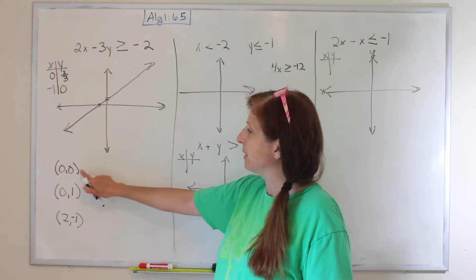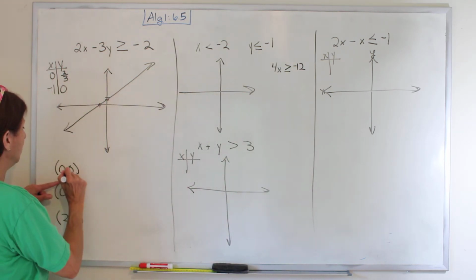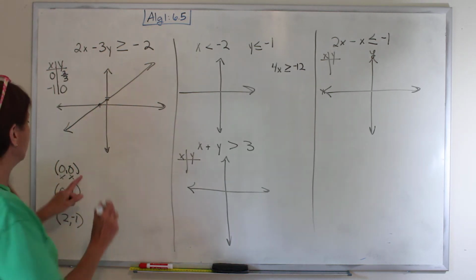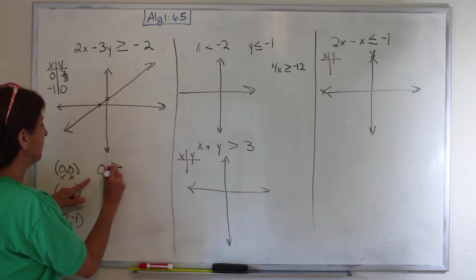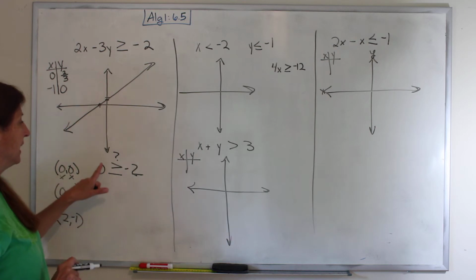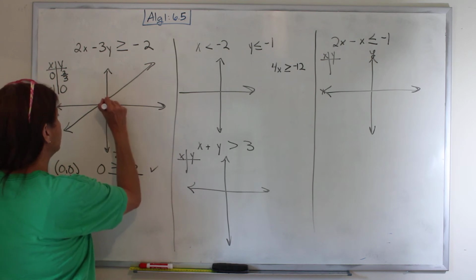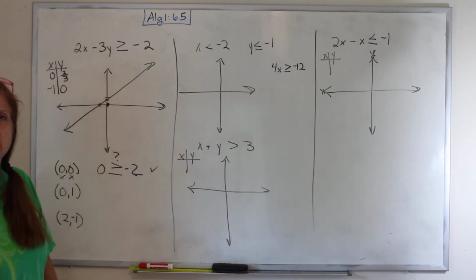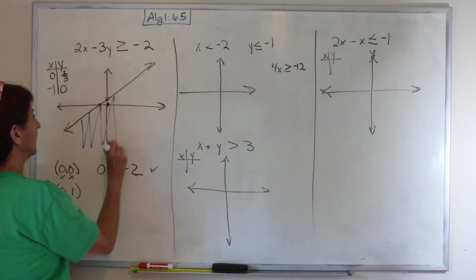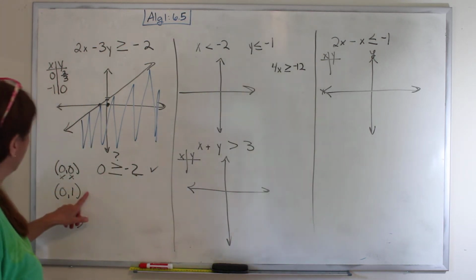If it makes a true statement, that point got colored. So, we're going to substitute in 0 for x and 0 for y. 0 times 2 is 0. 0 times -3 is 0. So this makes the statement 0 is greater than or equal to -2. Is that a true statement? Is 0 bigger than -2? Yes, it is. So that means that that point 0, 0 is in the colored part. And we know that our line here is going to get colored. Ta-da! Like that.